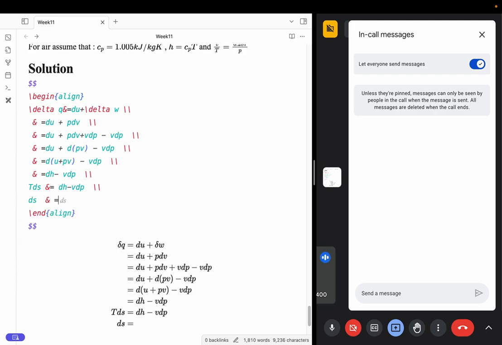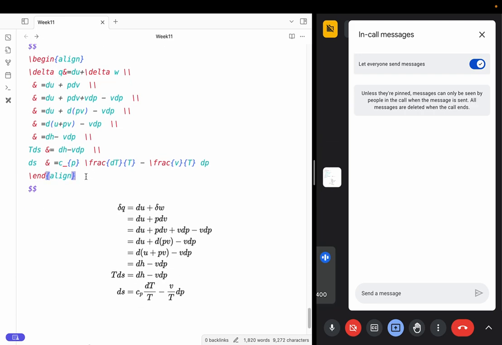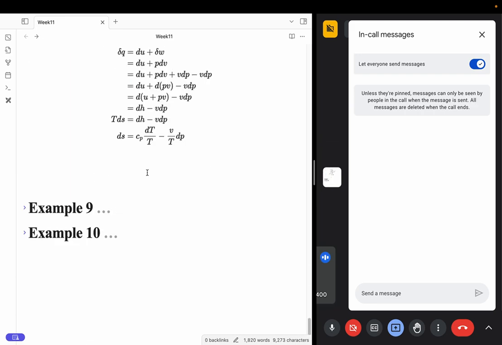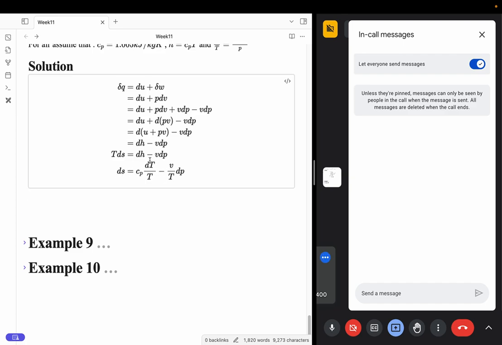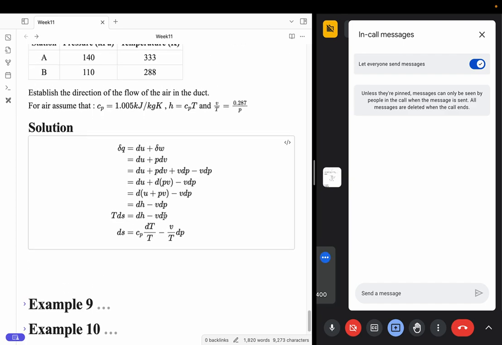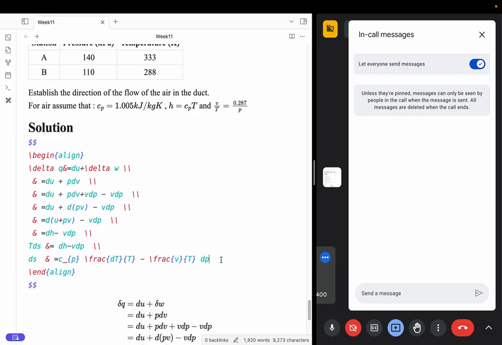So I have the relation between ds and this one, and dh I can write as Cp dT minus v by T dP. So from this, I think you will be able to solve. Now you have the relation between entropy ds and dT by T. You know the final temperature, initial temperature. All I have to do is replace this v by T, and in the question it is given that v by T is R by P. So you can substitute that.